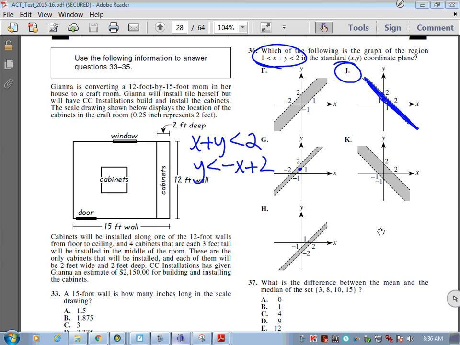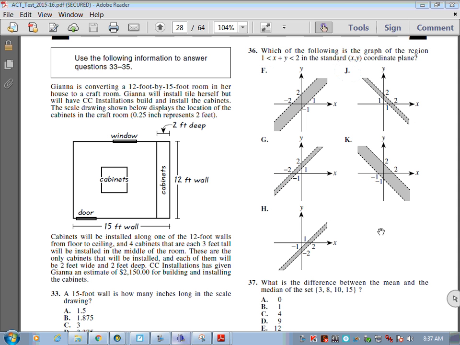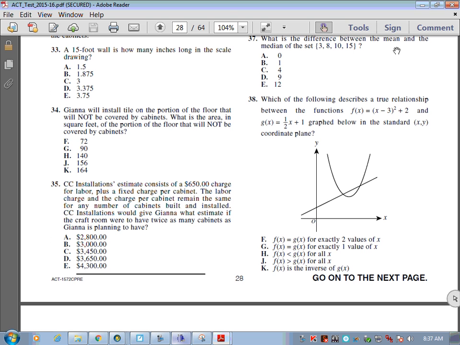Was that a little easier than we were making it out to be, or than we feared it was? Okay, so that was 36, and we had also 38 to look at. I think this is maybe a little easier than what you're making it out to be as well. Which of the following describes a true relationship between these two functions, graphed below in the standard xy coordinate plane? What they're looking for is the number of solutions.